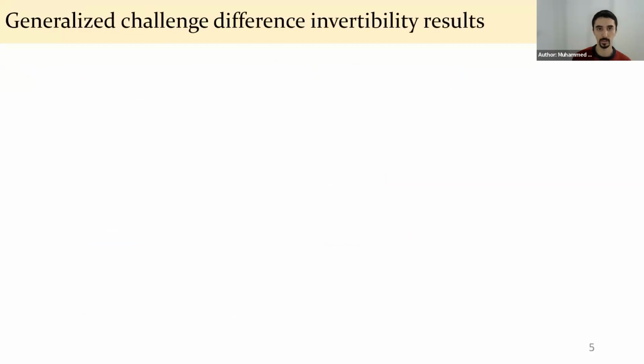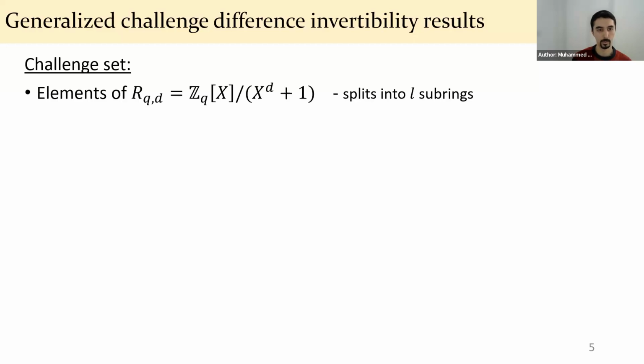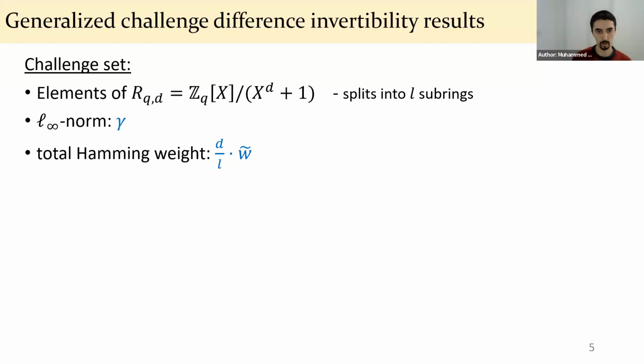Okay, so let's start with the challenge difference invertibility results. I'm not going to delve too much into this, but just give you the result. So we define the challenge set as follows. These are elements of this polynomial ring, so polynomials with d coefficients, and their coefficients live in Z_q. And we assume that this ring splits into L subrings. And the infinity norm bound for the challenges is going to be gamma. And the total Hamming weight, which means the number of non-zero coefficients, will be d over L times W tilde for a parameter W tilde.